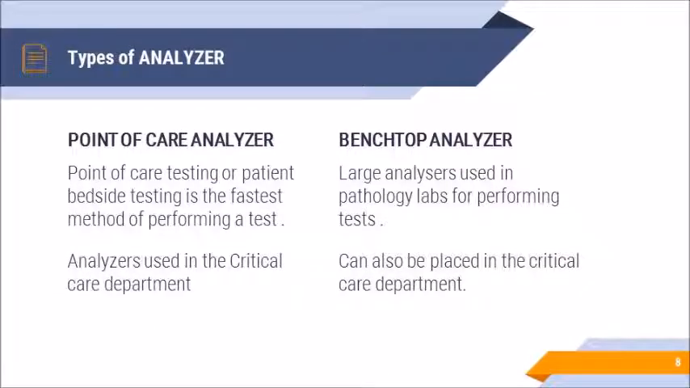Types of analyzers. Because of the need for shorter turnaround time, two different types of blood gas analyzers are available in the market: point of care analyzer and benchtop analyzer. Point of care is a concept known as patient bedside testing, and it has risen because of the need for earlier, faster decision making by doctors.